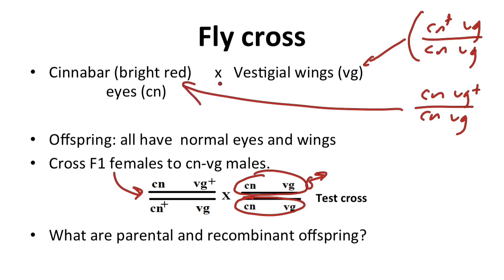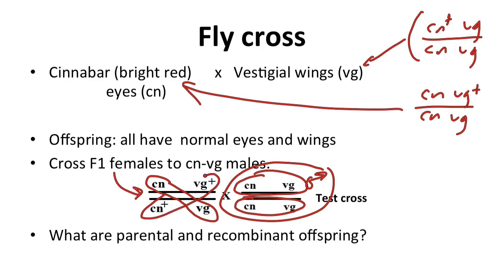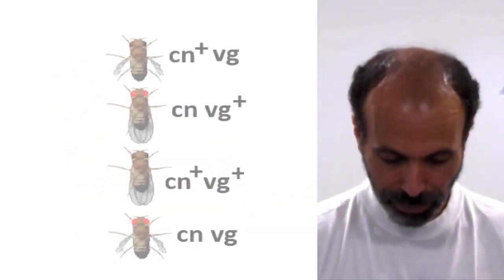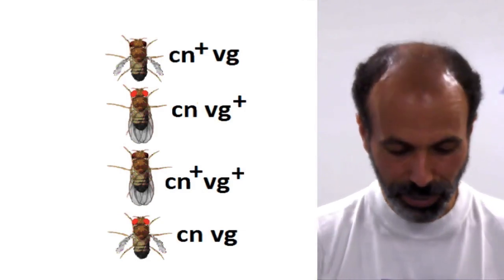You would not have any normal-looking flies, and you would not have any flies that look like their dad, that are mutant both. Recombinant offspring would get something like this. They would get the CN and VG from mom, which they'd also get a CN and VG from dad, meaning they would be mutant at both genes. Or they would get CN plus and VG plus from mom, meaning they would look totally normal. They would not have any mutant forms. So let's look at these. Here are all four possibilities.